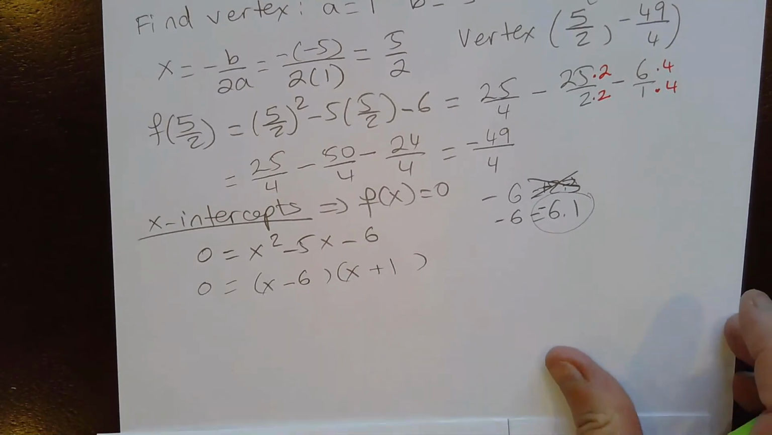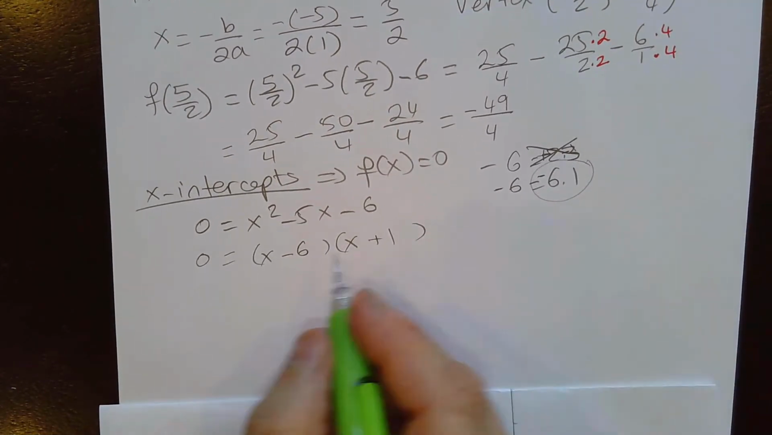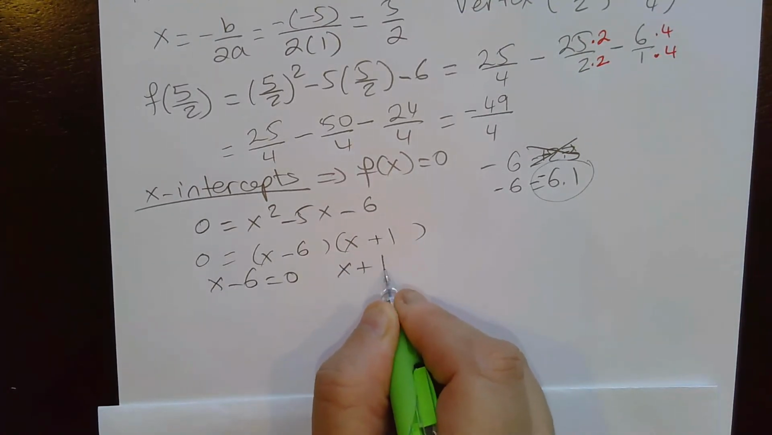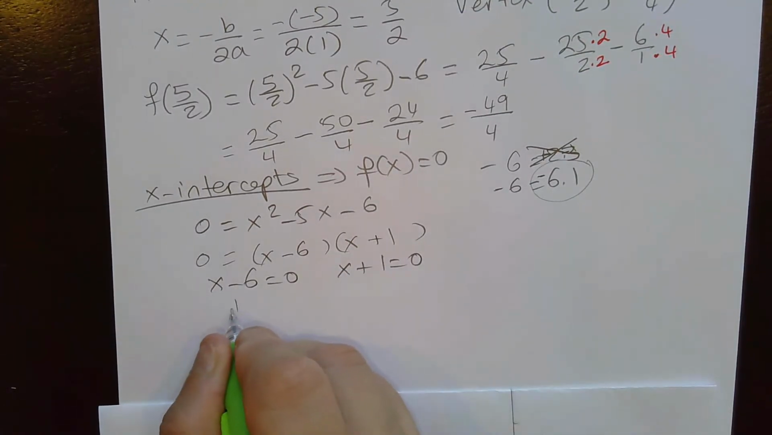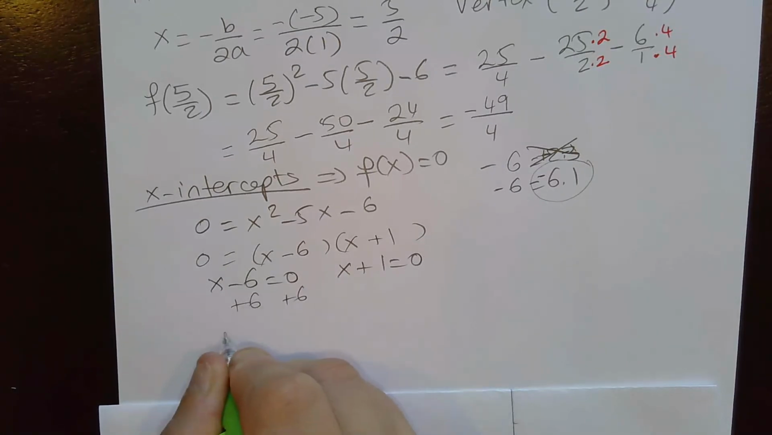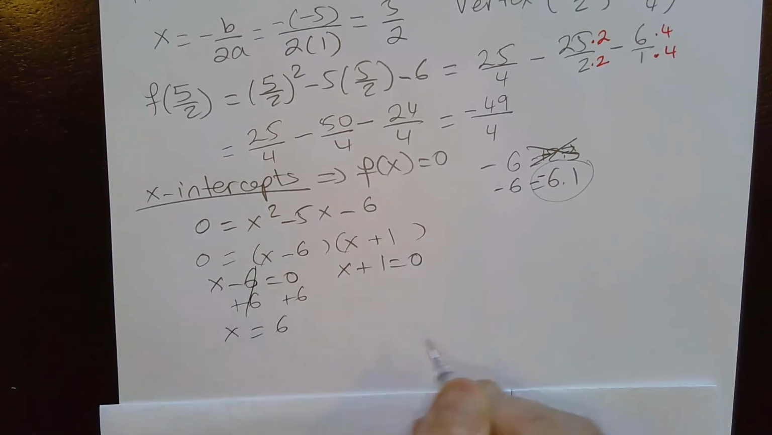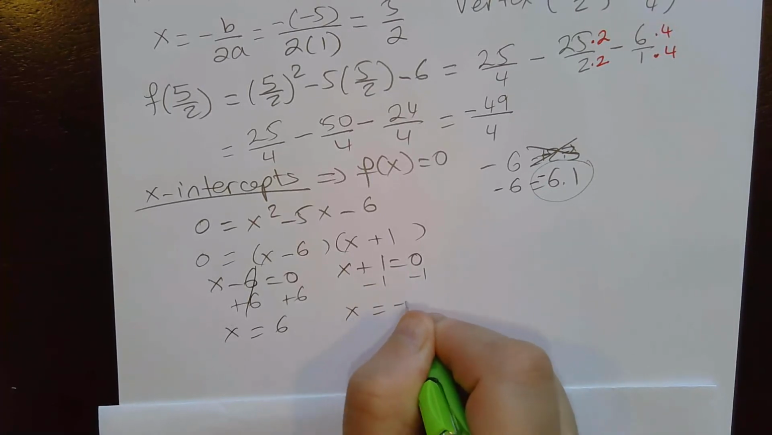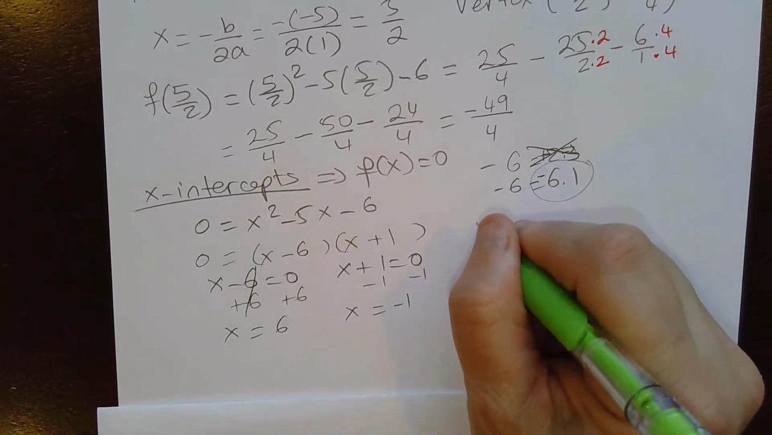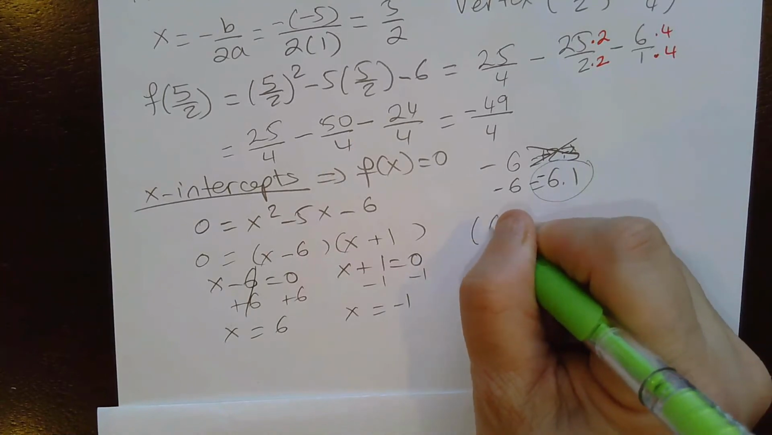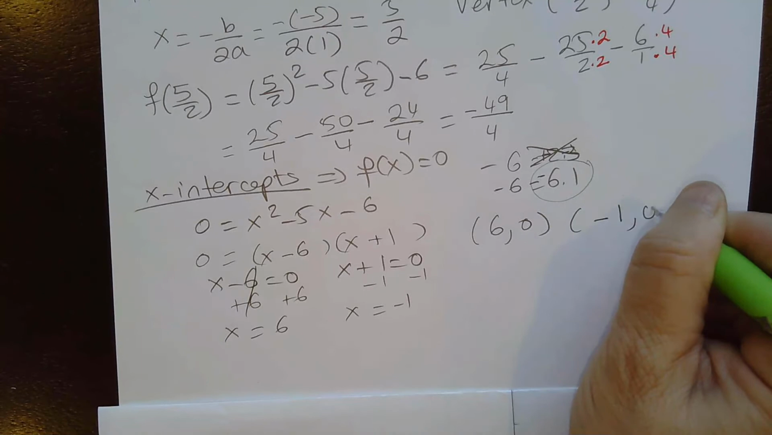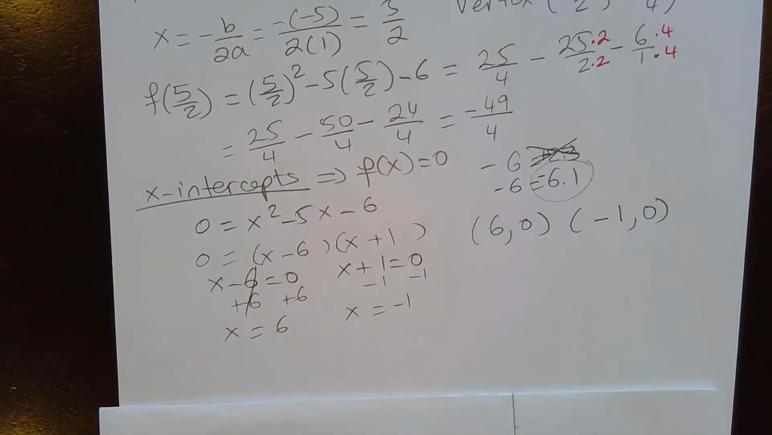Now solving for the x-intercept. That means I have x minus 6 equal to 0 or x plus 1 equal to 0. Solving for x, we add 6 on both sides and x would be equal to 6. And here, subtract 1 on both sides and x would be equal to negative 1. The x-intercepts are (6, 0) and (negative 1, 0). These would be your x-intercepts.